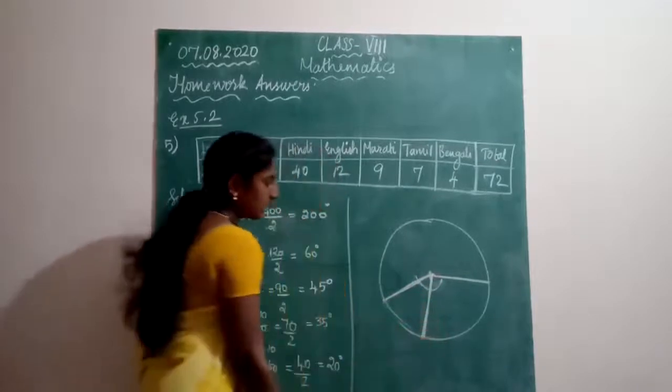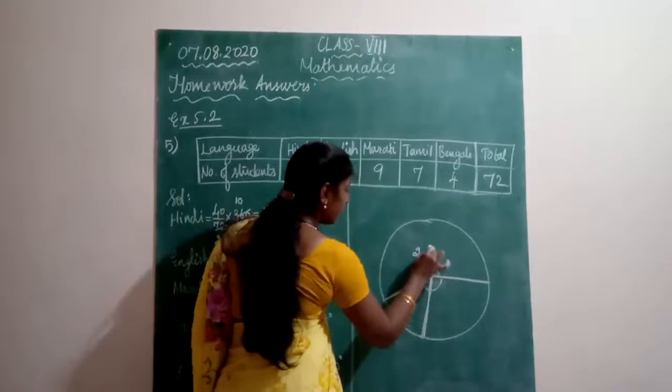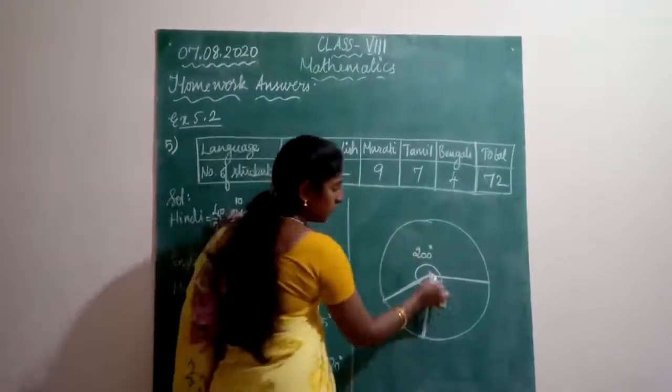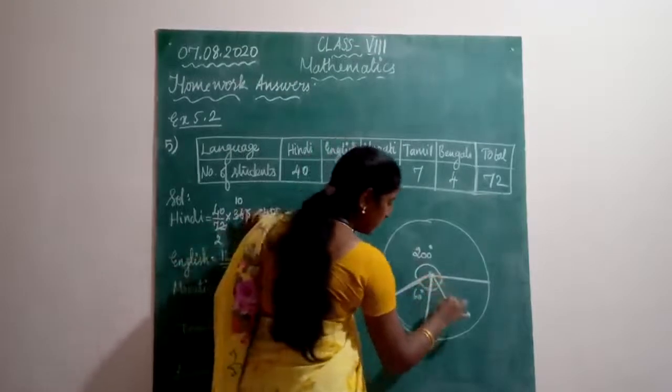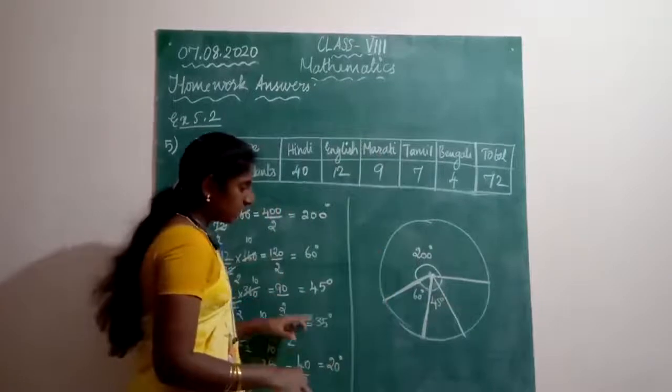Okay, this is 60 degree. Okay, so this will be 200 degree, this will be 60 degree, then you have 45 degree. So 45 degree will be somewhere here. Okay, so 45. Next is 35.